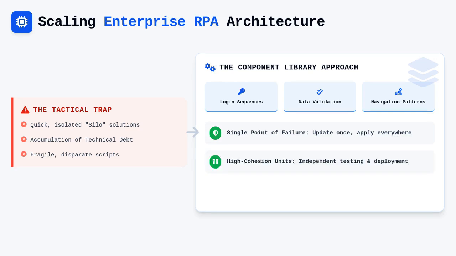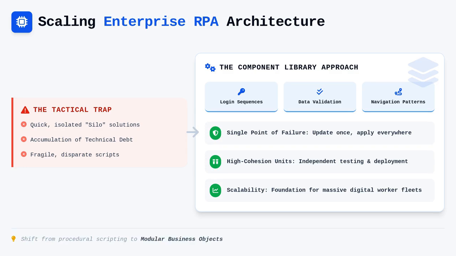When you decompose a large process into these smaller, high-cohesion units, you gain the ability to test, update, and deploy specific functionalities without risking the stability of the parent process. This modularity ensures that if an underlying application interface changes, you only need to modify one point of failure rather than updating dozens of disparate processes across your entire production environment.